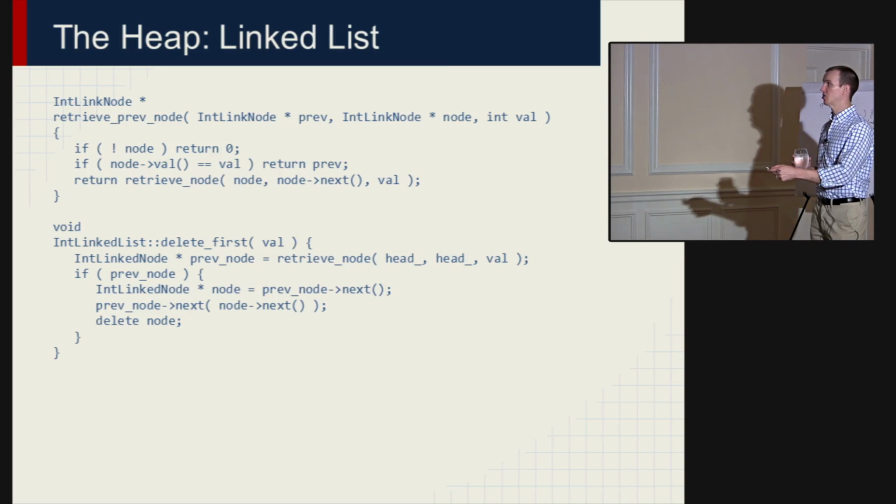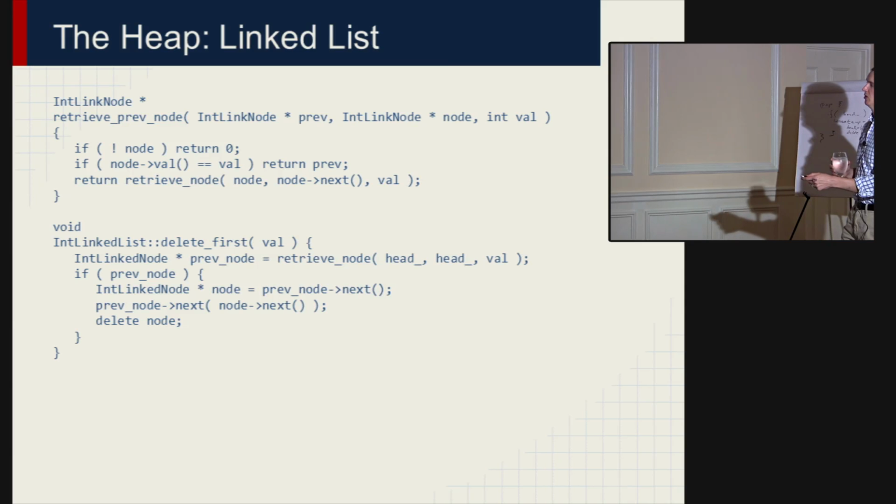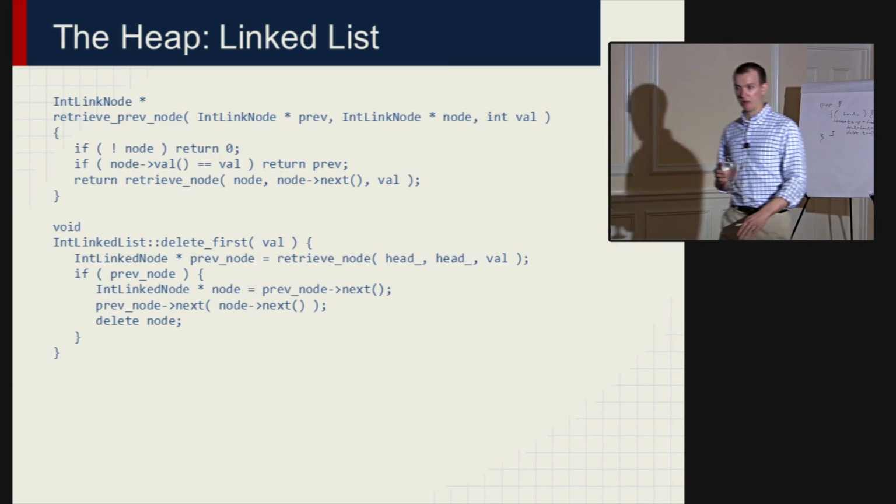Okay, so how would this work? Retrieve the previous node. So if the node that we're looking at is 0, then return 0. If the node val is the one that we're seeking, return the previous. And otherwise, keep going. So node will become previous, and node next will become node. Does that make sense? Does everybody like that solution?